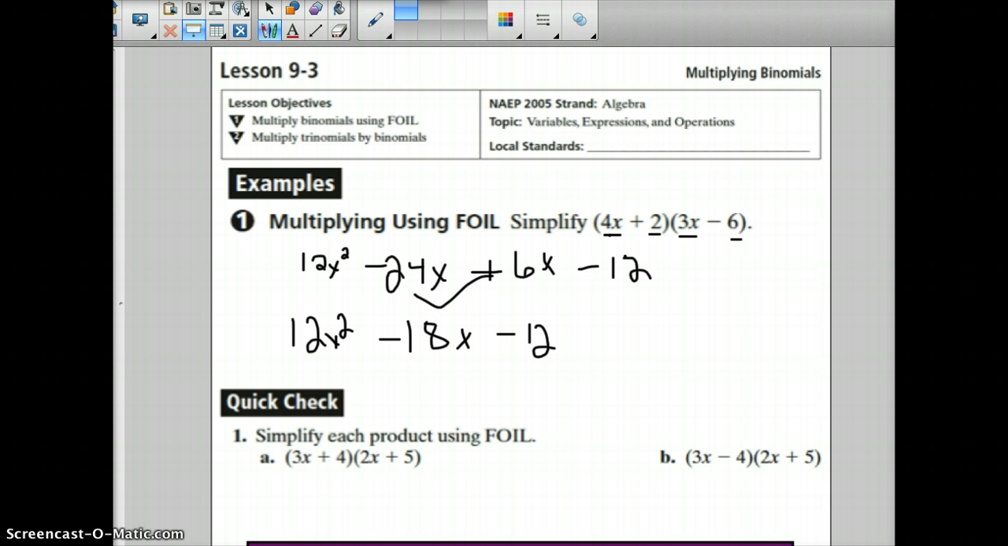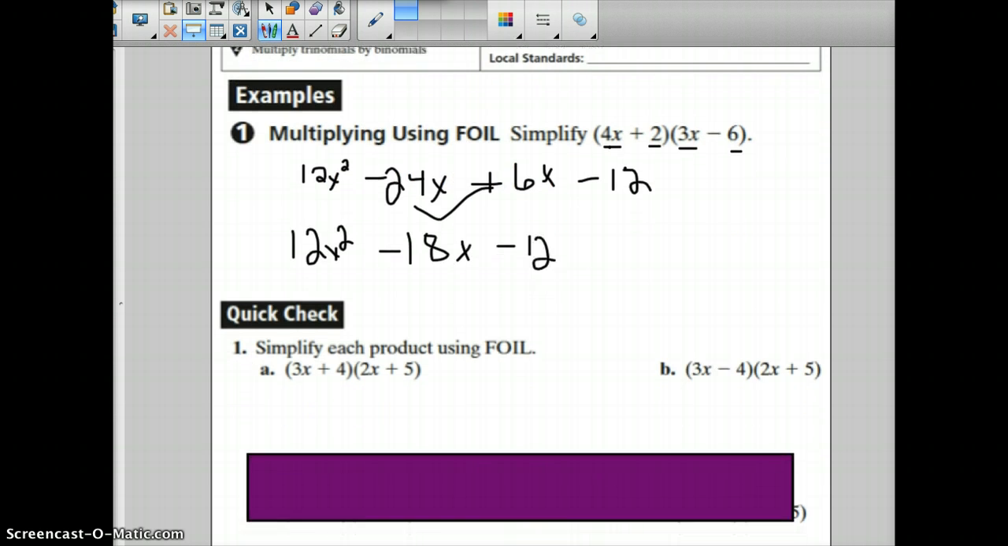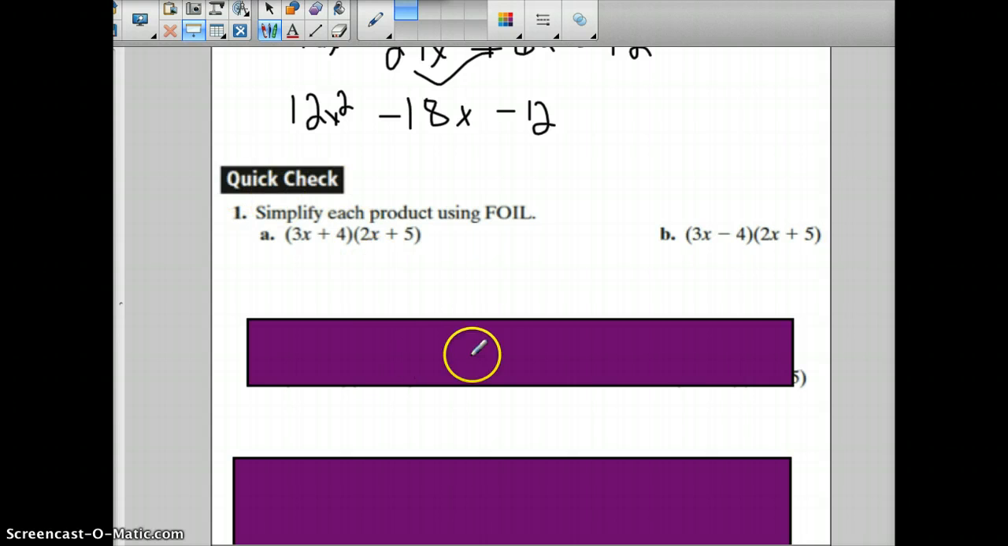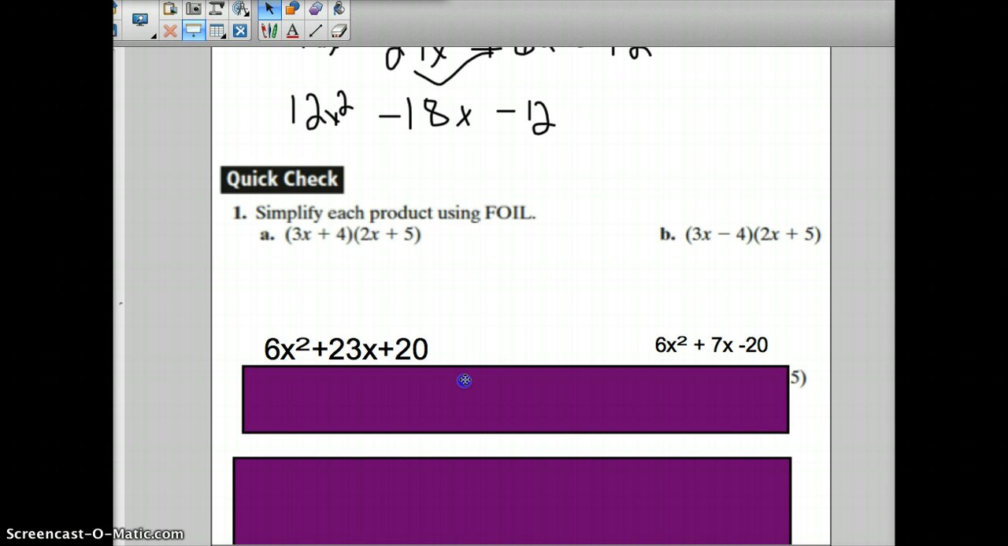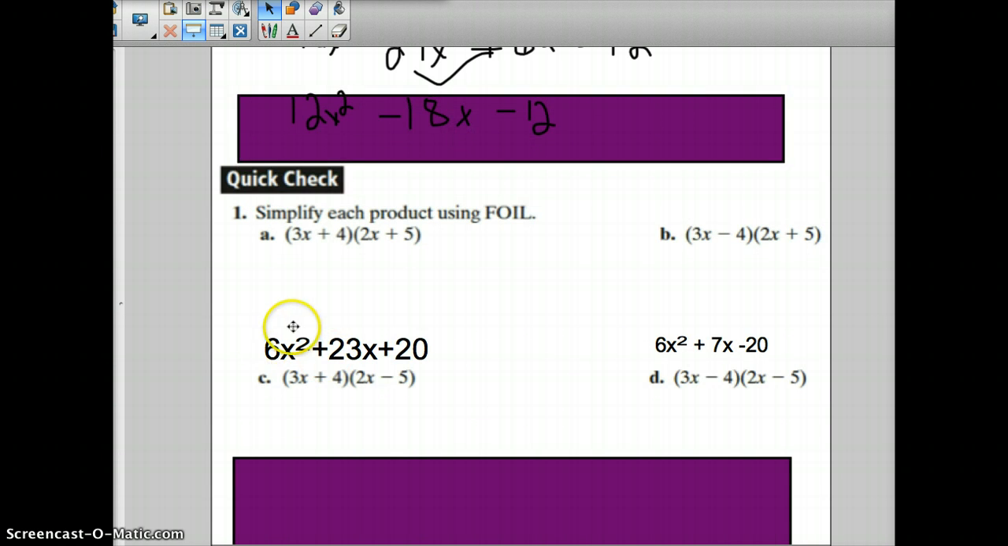When you're ready, check your answers. So we can see here we're multiplying 3x plus 4 times 2x plus 5, and our result is going to be 6x squared plus 23x plus 20 when it's all said and done. In example B, when we multiply our two binomials here, notice the sign is changed, just the same problem, but the sign is changed, and it does change the resulting trinomial in this case.